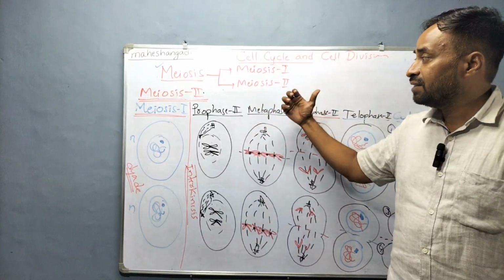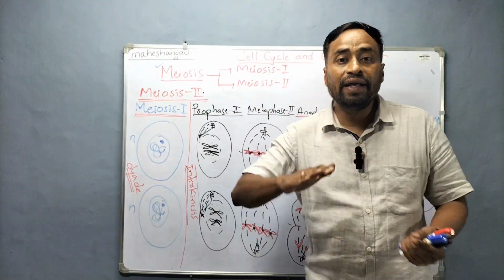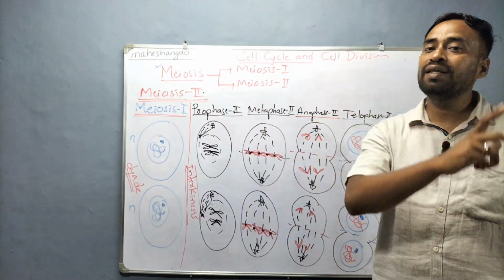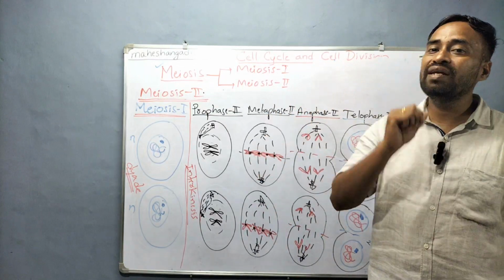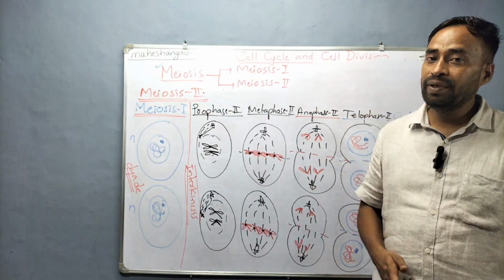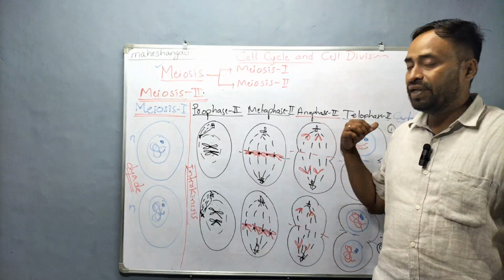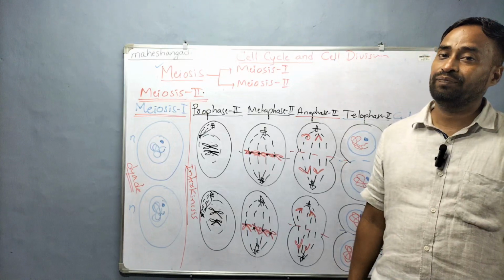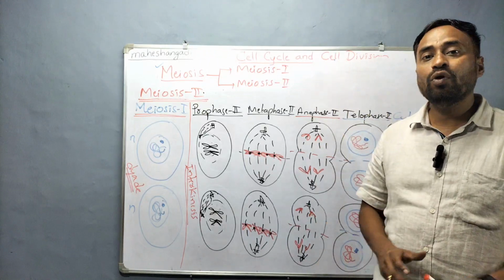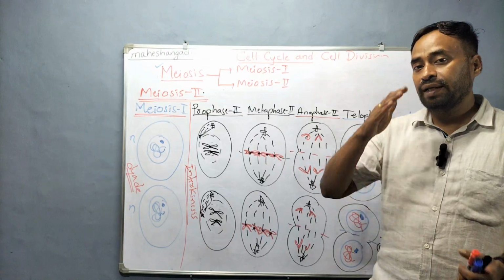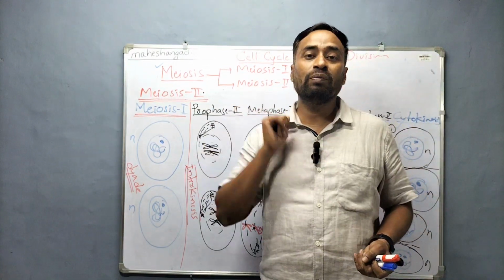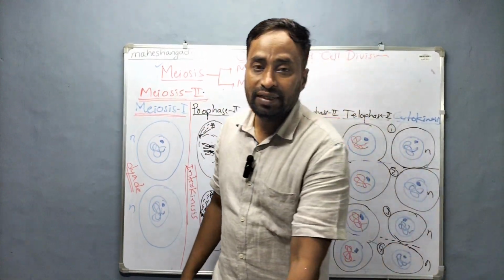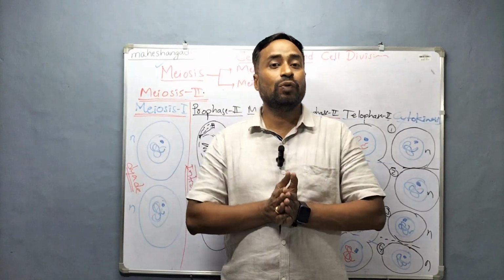Think over it. Yes, meiosis helps to maintain a constant chromosome number for a particular species. That is the other significance. There are two significances of meiosis. Let me repeat. The first is that it brings about genetic variations, which supports evolution. The second and most important significance of meiosis is that it helps to maintain the constant chromosome number for a particular species. With this we completed meiosis 2.